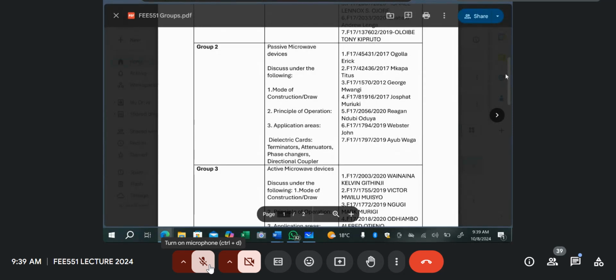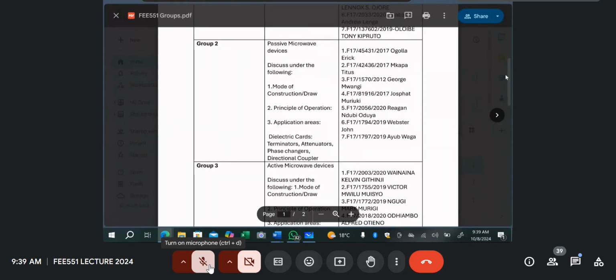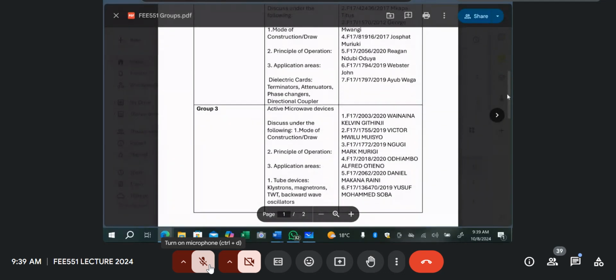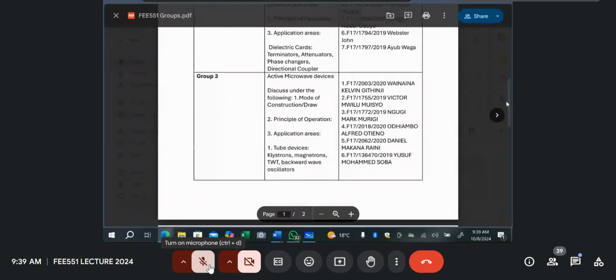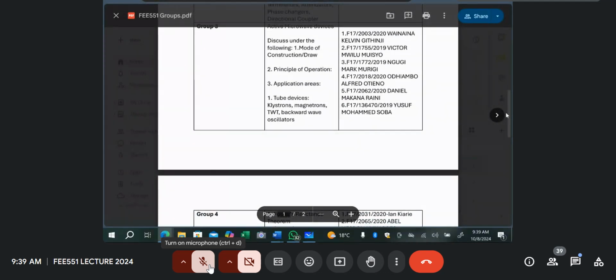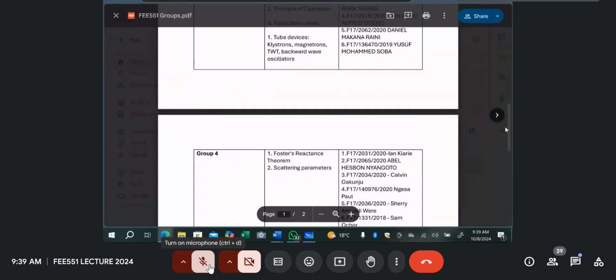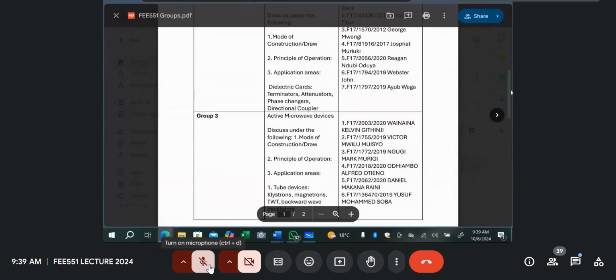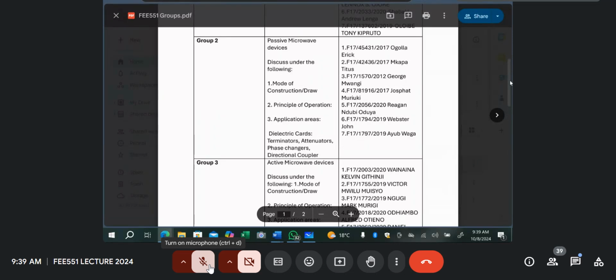So group 2 is dielectric terminators, attenuators, phase changers, directional coupler. Then the active is group 3. The tube devices, klystron, magnetron, TWT, oscillators. Okay, so group 3 or group 2 can present next week.